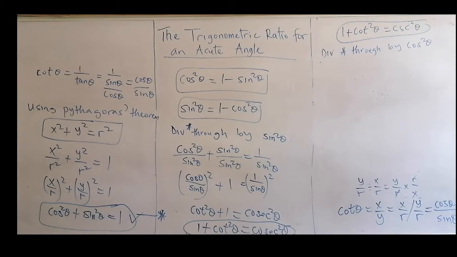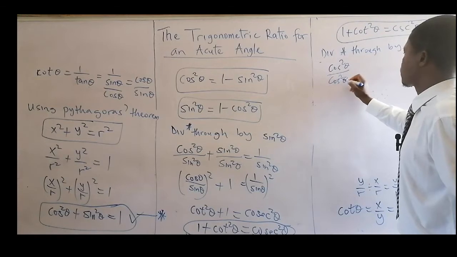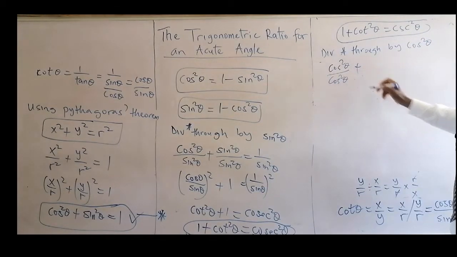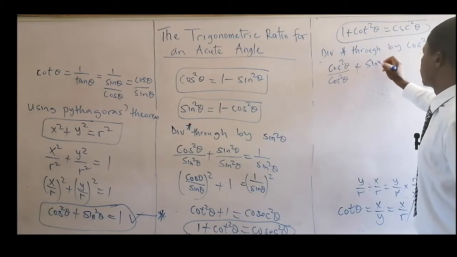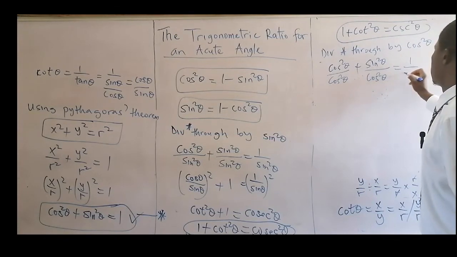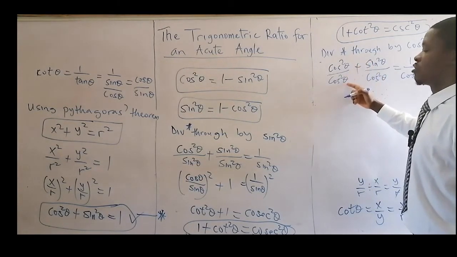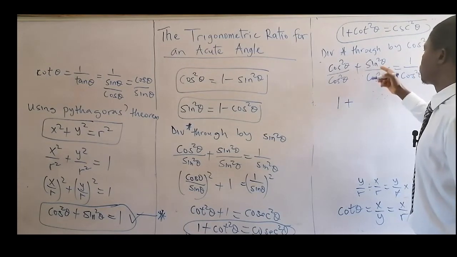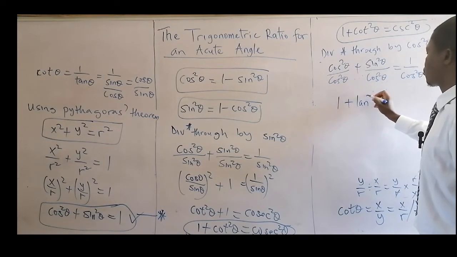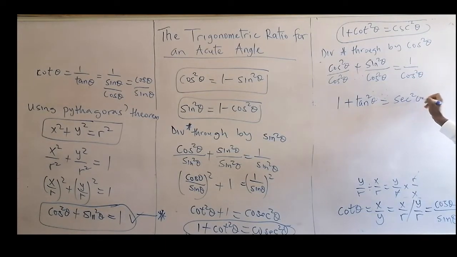So that will be cos squared theta over cos squared theta, plus sine squared theta over cos squared theta, equal to 1 over cos squared theta. So this will be equal to cos squared theta over cos squared theta, that's 1, plus sine over cos, that's tan squared theta, equal to 1 over cos, that's sec squared theta.